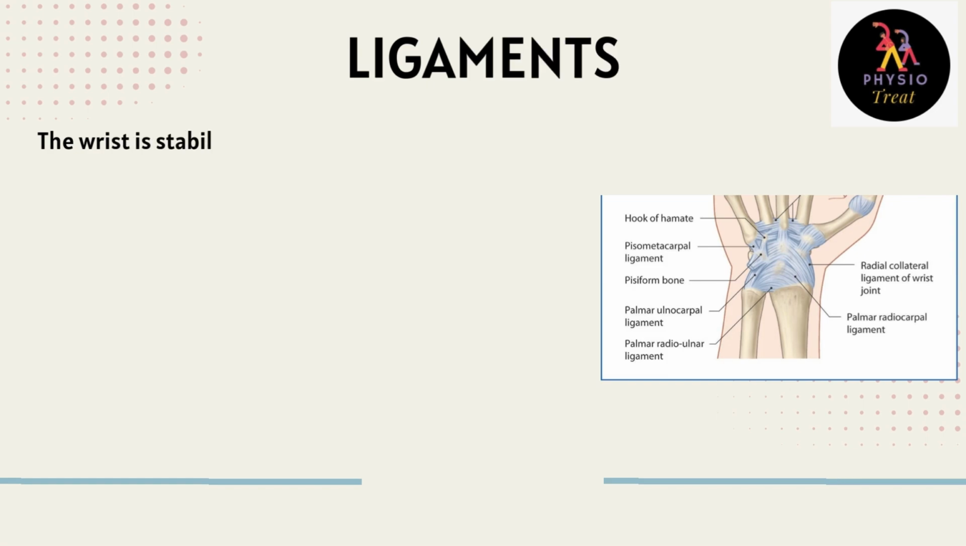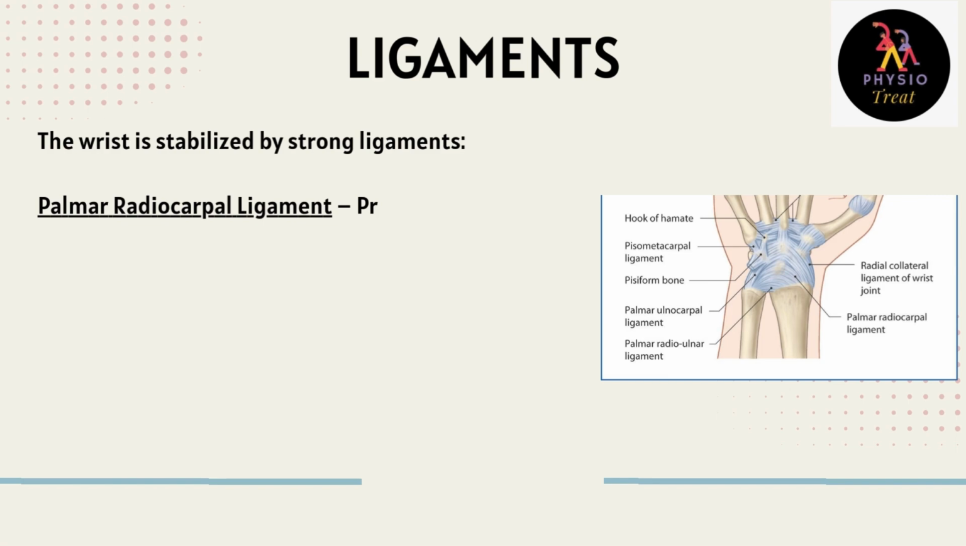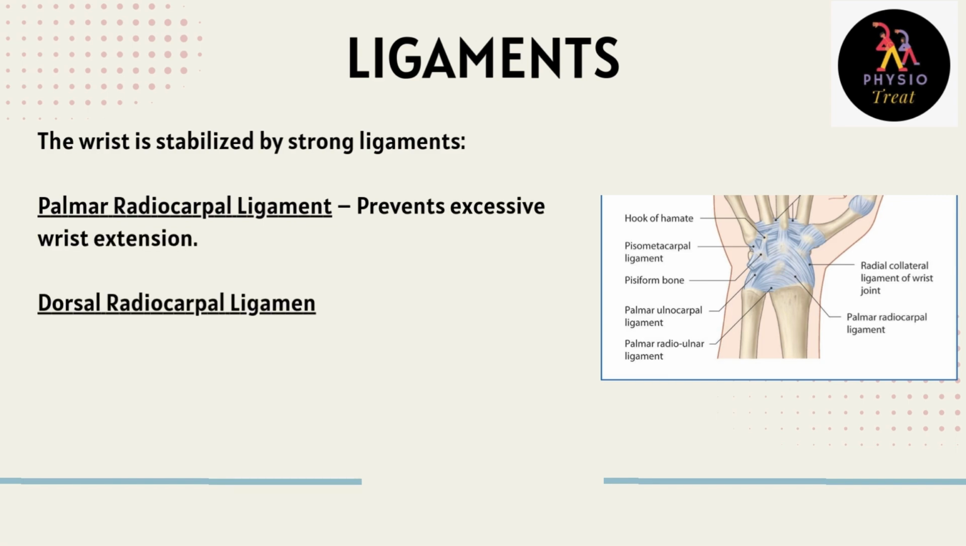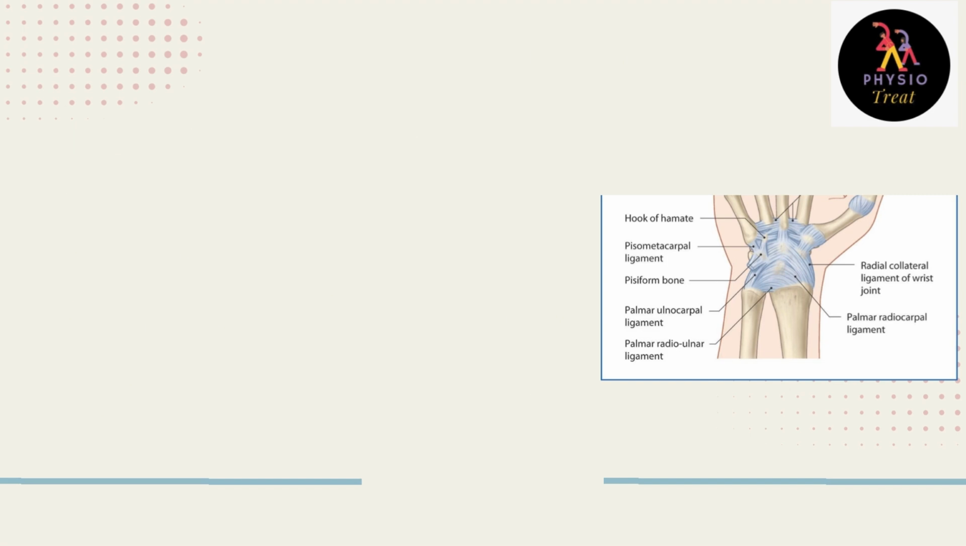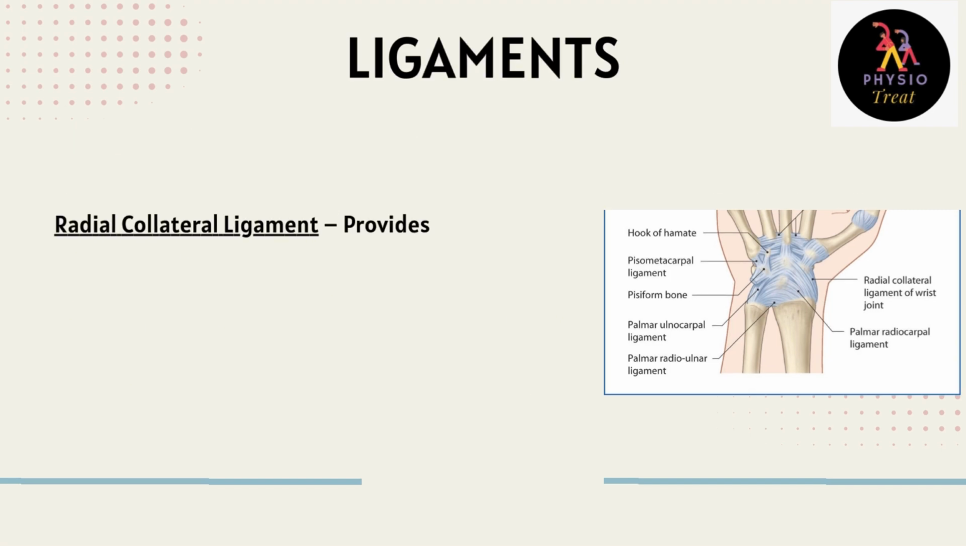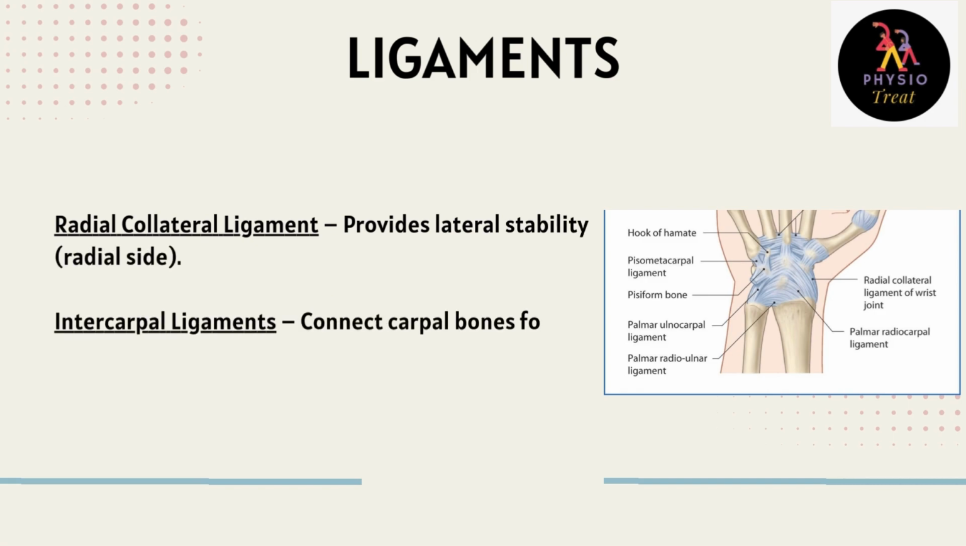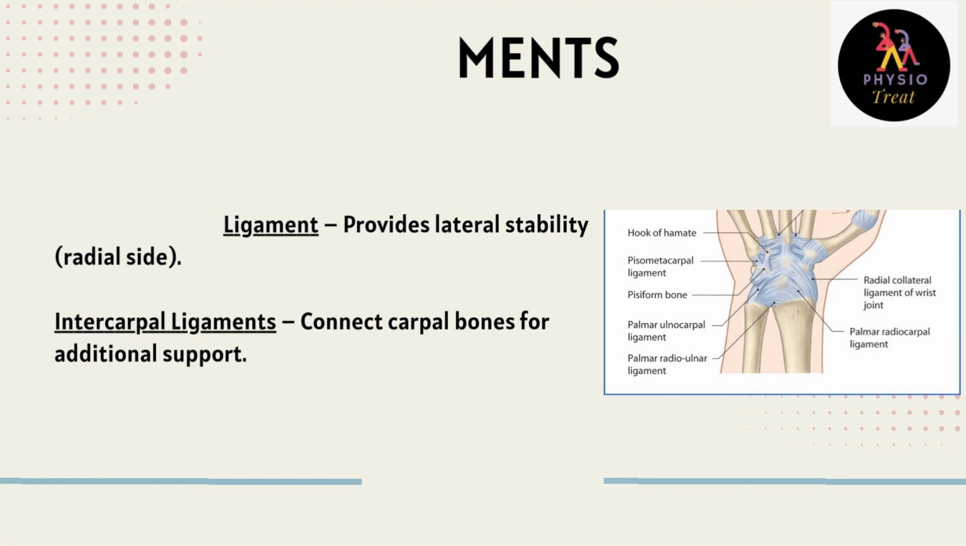Ligaments. The wrist is stabilized by strong ligaments. Palmar radiocarpal ligament prevents excessive wrist extension. Dorsal radiocarpal ligament prevents excessive wrist flexion. Ulnar collateral ligament provides medial stability. Radial collateral ligament provides lateral stability. Intercarpal ligaments connect carpal bones for additional support.